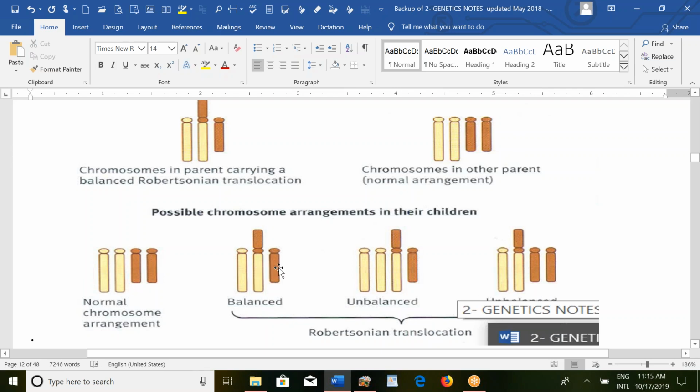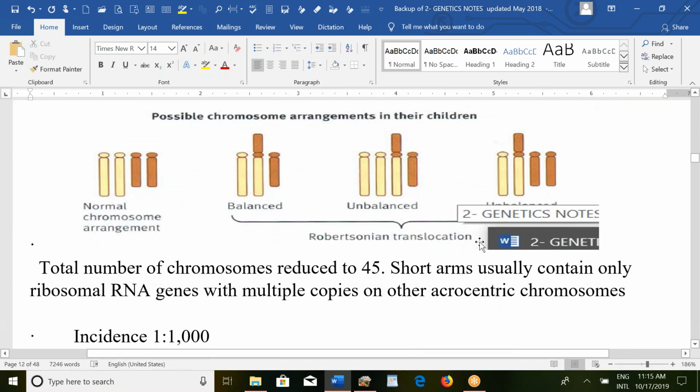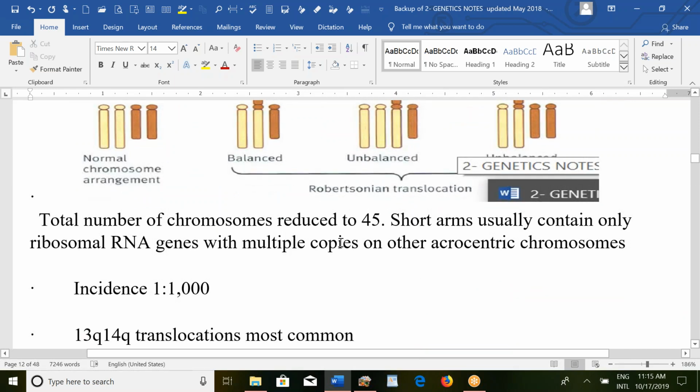This one will be balanced because it is just like the parents, only the arrangement is a little bit different. Here you have an additional one, and here an additional short one. So the total number of chromosomes is reduced to 45. Short arms usually contain only ribosomal RNA genes, with multiple copies on other acrocentric chromosomes, like this additional copy here. Incidence is usually 1 in 1000.